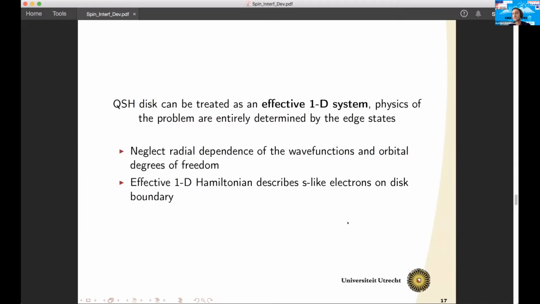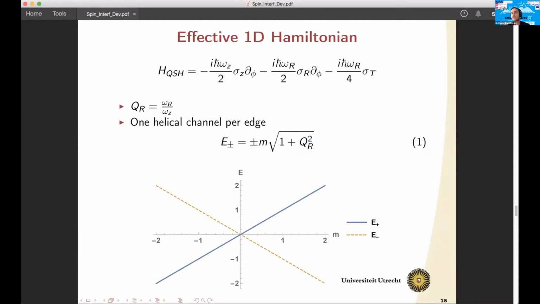So we can neglect the radial dependence and the orbital degrees of freedom of the wave function. However, the physics of the transport properties will still remain the same. And we can use an effective 1D Hamiltonian, which just describes s-like electrons on the disk boundary. So we use a Hamiltonian which looks very much like the one of the ring, except there's a key difference: the kinetic term is no longer there, but we have a linear term, which depends on sigma z now. And now we have this frequency omega z, which is essentially proportional to the Fermi velocity of these edge states. And we can once again define a parameter QR as the ratio between the two frequencies.